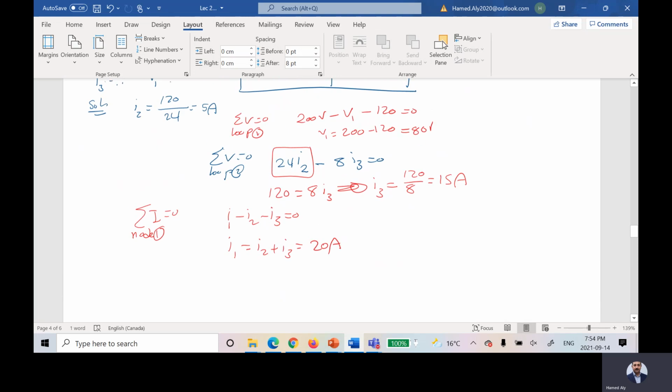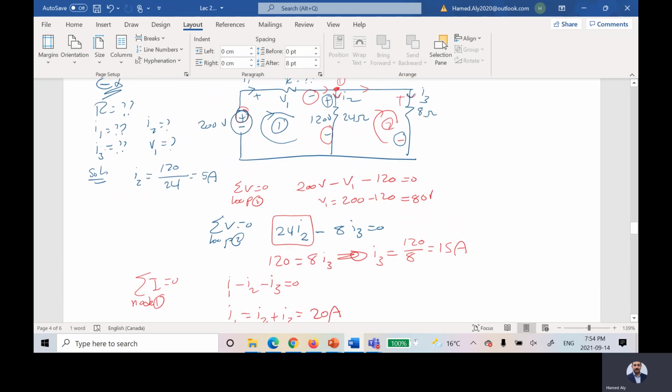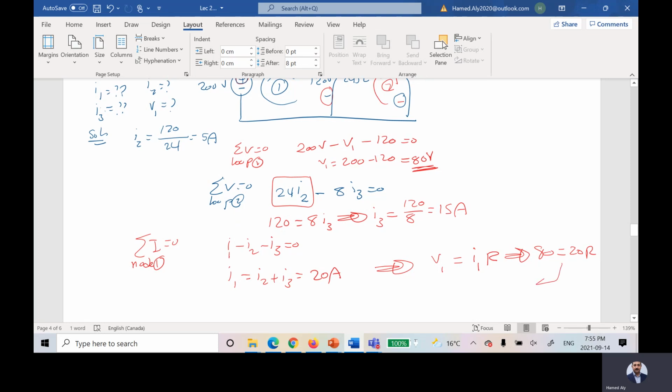Once you calculated the current I1, you have already solved the problem because the next step is to calculate R. So based on that, V1 is equal to I1 times R. And you know V1 here, it is equal to 80. So I can say 80 is equal to 20R. So I can calculate the value of R, which is equal to 80 over 20, which is 4 ohms.